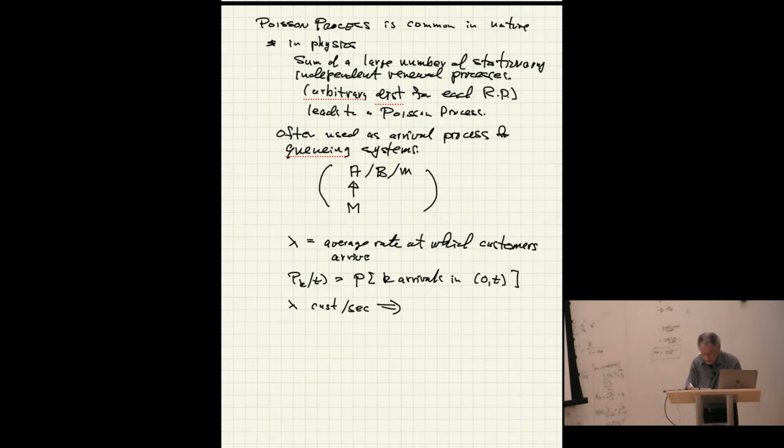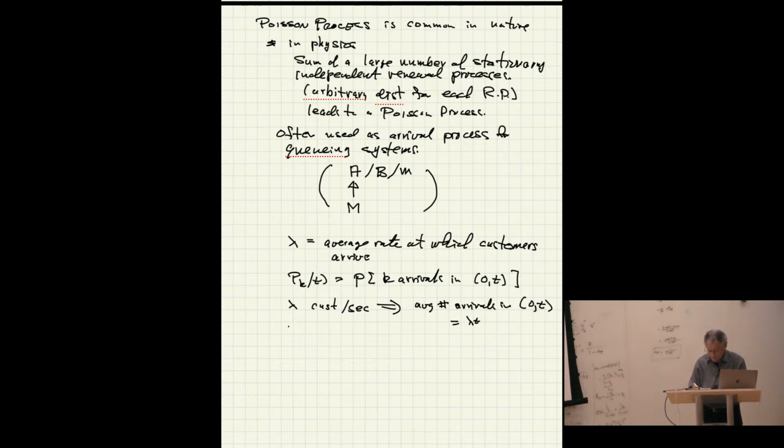which implies that the average number of arrivals in the interval 0 to t is how much? Over t seconds, you get lambda per second. So how many do you get overall in t seconds? Clearly lambda t. That's just intuition and argumentation.